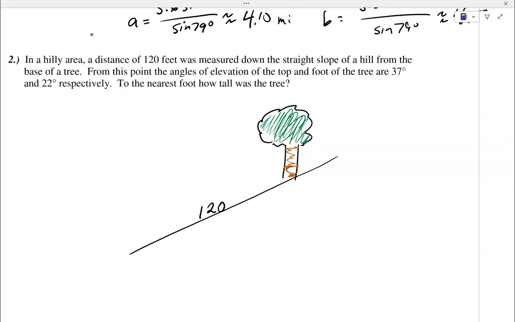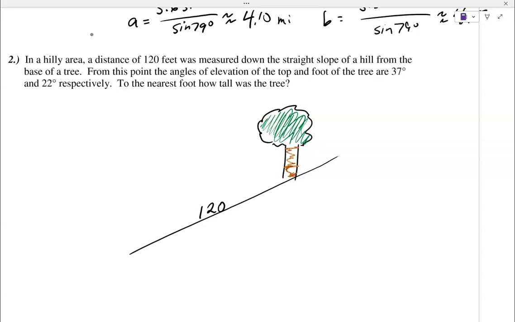The angle of elevation of the top is 37 degrees. Okay, so how do we measure angle of elevation again? What is it always based off of? No matter what the problem is, the angle of elevation starts where? Yeah, at the bottom and goes up, right? Angle of elevation is always off the horizontal and up, right?